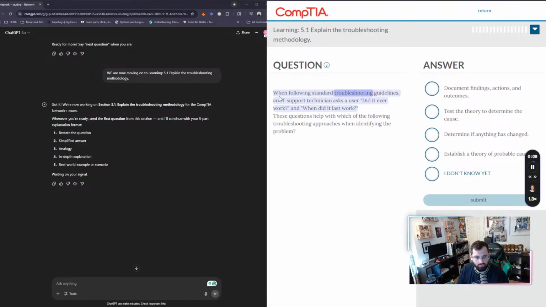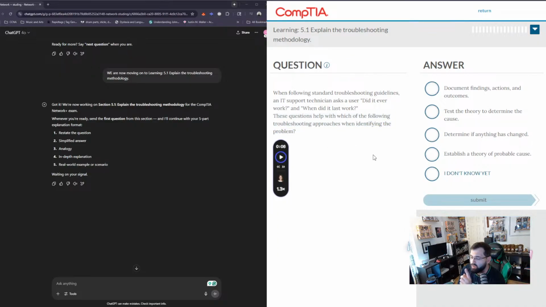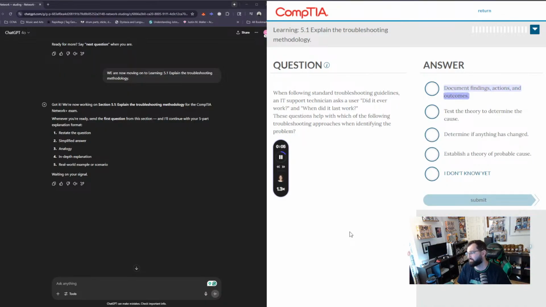When following standard troubleshooting guidelines, an IT support technician asks a user, did it ever work? And when did it last work? These questions help with which of the following troubleshooting approaches when identifying the problem. So this follows alongside the CompTIA A+ troubleshooting method. So when the following standard troubleshooting guidelines, an IT support technician asks, did it ever work and when did it work last? We're documenting findings and actions. Here, you know what? We'll just have it read it to us again. Document findings, actions, and outcomes. Test the theory to determine the cause. Determine if anything has changed. Establish a theory of probable cause.